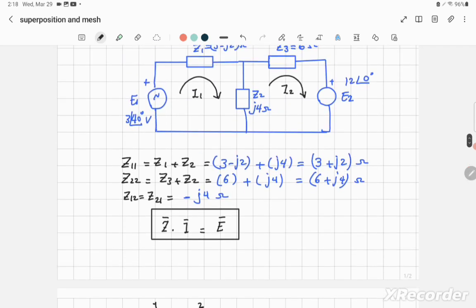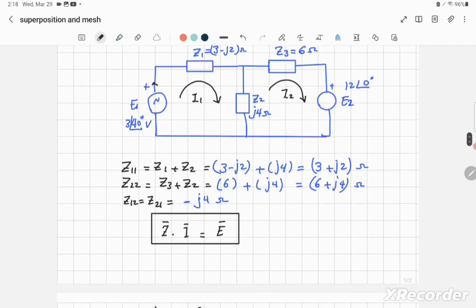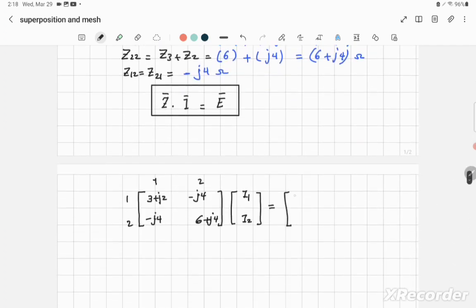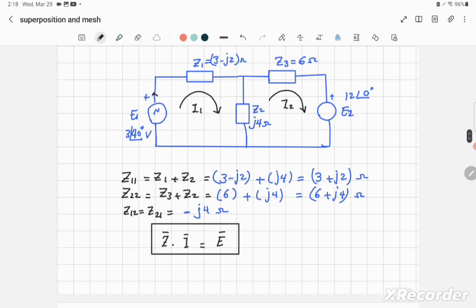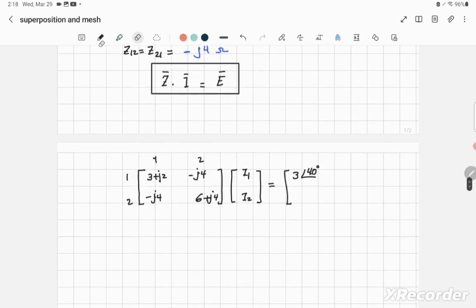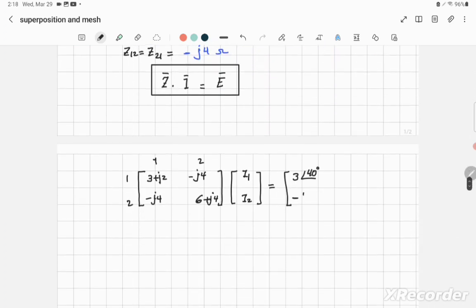Well, for loop 1, let's just check the polarity. I1 is in this direction and the positive polarity is here. So I1 is coming out of the positive polarity, so it will be positive 3 at angle 40. And for the other loop, you observe that the current going in this direction is entering the positive terminal. So that will be negative E2, negative the value that we have. What is the value of E2? 12 at angle 0.